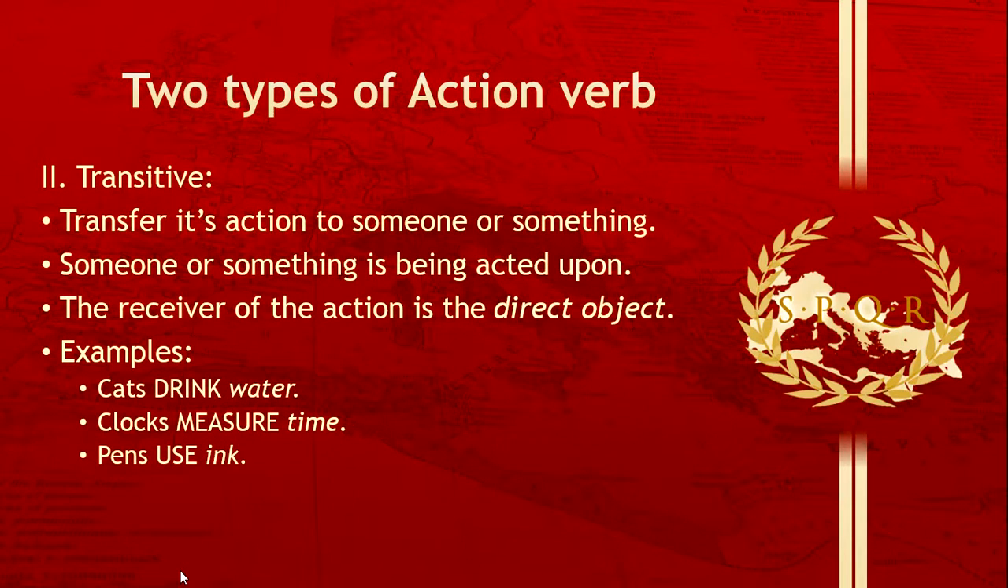Transitive verbs, like my special effects there, transitive verbs move the action somewhere else. They transfer their action to someone or something. I realize I have an apostrophe in it's there, and that's grammatically incorrect. I'm too lazy to go back and fix it. Sorry about that. Anyway, someone or something is being acted upon. The receiver of the action is a direct object.